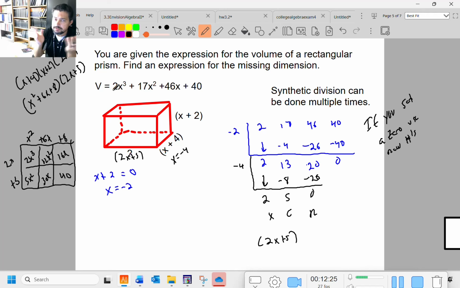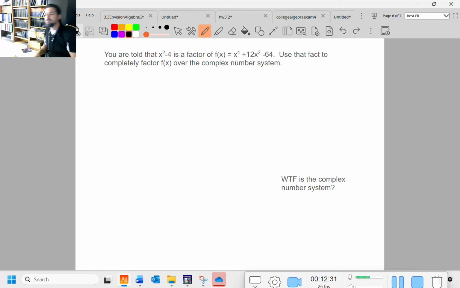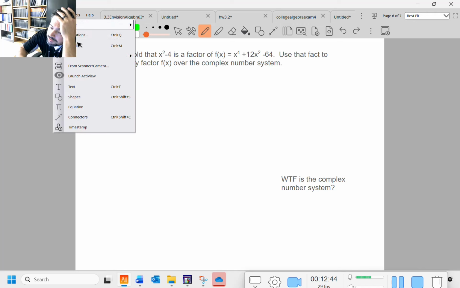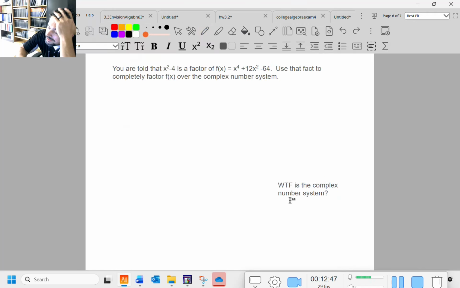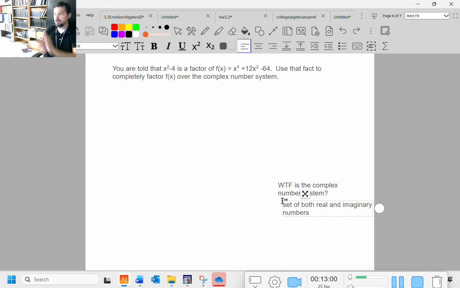All right. You are told that x squared minus 4 is a factor of x to the 4th plus 12x squared minus 64. Use that fact to completely factor f of x over the complex number system. Evidently, I haven't changed these notes. By the time I do this in class, that doesn't need to say that. What is the complex number system? The complex number system is the set of both real and imaginary numbers. It's everything. It's all numbers, whether they are real or not.